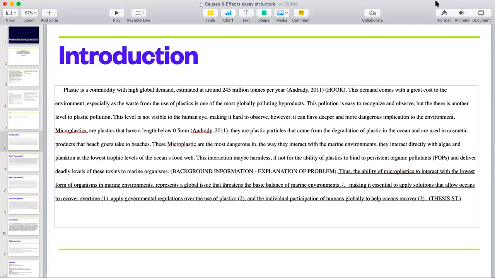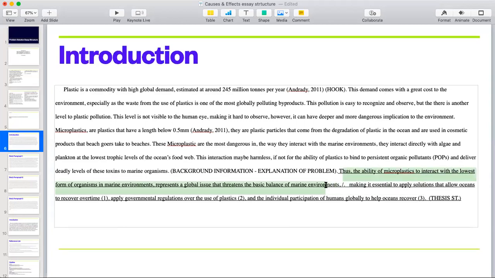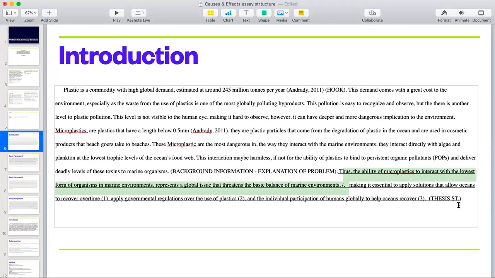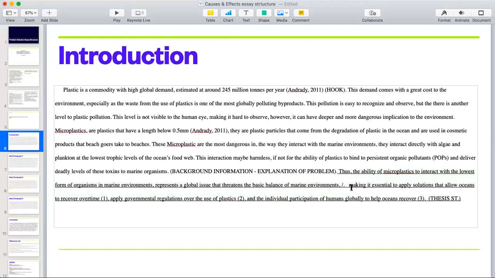So what is the mistake here? The mistake here is that the thesis was too long. He spent most of the sentence talking about the problem and not enough time talking about the solutions. So it should have been shorter and more focused on the solutions themselves.